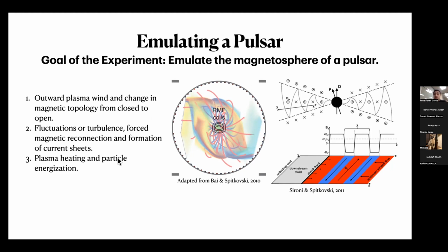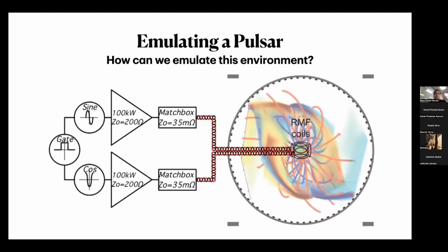And we also want to see plasma heating, how the fact that we have a magnetic field rotating energizes the plasma and heats it up. This is a picture that we took in which we have the RMF coils. RMF stands for rotating magnetic field. I'm going to get into detail in a moment on how we are going to create this magnetic field, and we expect to see this behavior in the experiment.